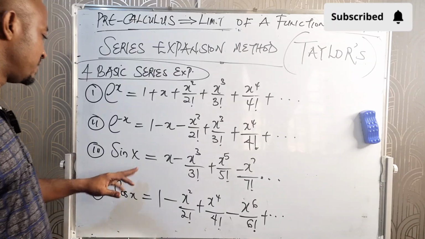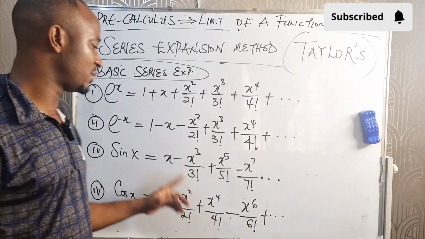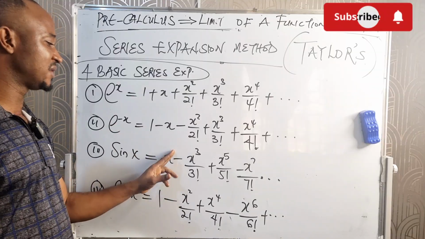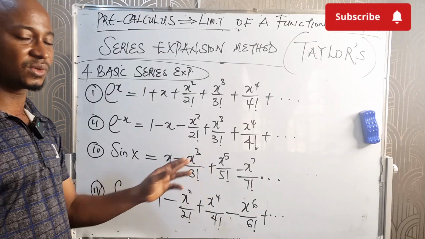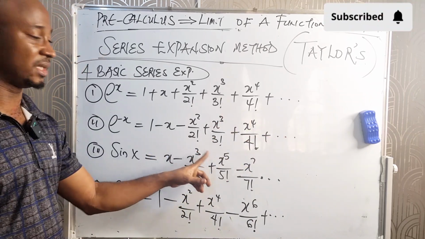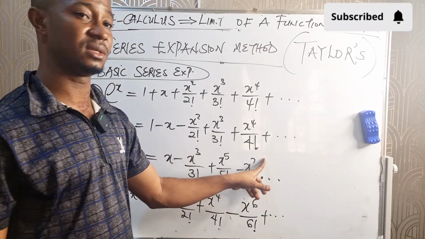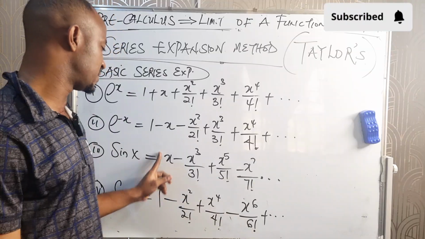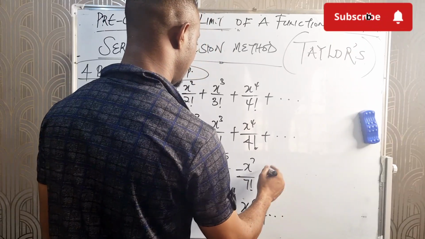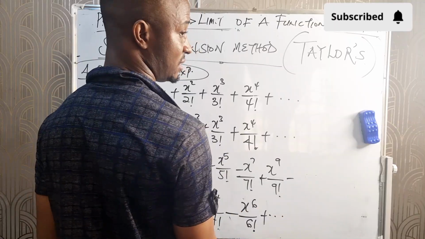Then for this, we have sin x. We have plus, minus, plus, minus. Here we have x to the power of 1, minus. We don't have x squared. After x to the power of 1, the next is 3. So the difference in the power of x is 2. That means to get the other terms, I add 2 to the powers. 3 plus 2 gives 5, 5 plus 2 gives 7, and I can predict the next, which is 9. If the signs are plus, minus, plus, minus, the next one should be x to the power of 9 over 9 factorial, and the next will be minus. Do you understand the concept?